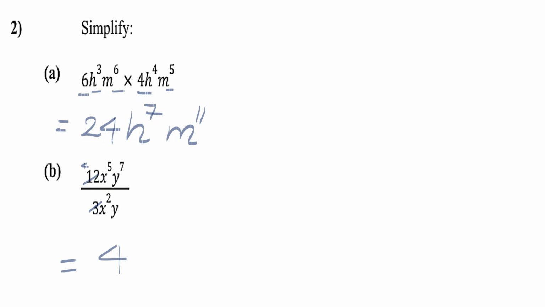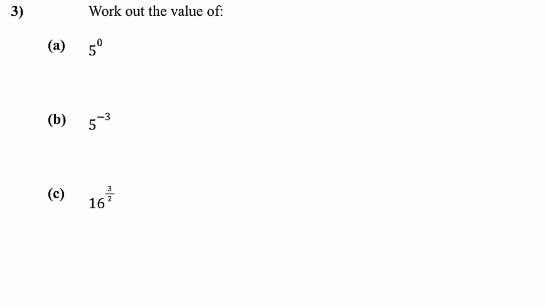Then the first variable I am having is x. I will write x one time, and then 5 minus 2 will give me 3. Then the next variable I am having is y. So I will write y one time, and 7. And over here for this y, there is no power given. So if nothing is given, which means 1 is there. So 7 minus 1 is 6. So my final answer will be 4 x to the power 3 and y to the power 6. This will be my final answer.